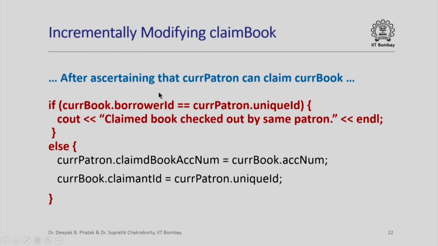How do we modify claim book? Well, after ascertaining that current patron can indeed claim current book, we have to check if the borrower ID of the current book is the same as the unique ID of current patron, and then we can just print out this message saying that the claim book has already been checked out by the same patron. The black part here and in the previous slide was what we already had earlier. The bold faced red part is the new part that we are adding to the functionality.